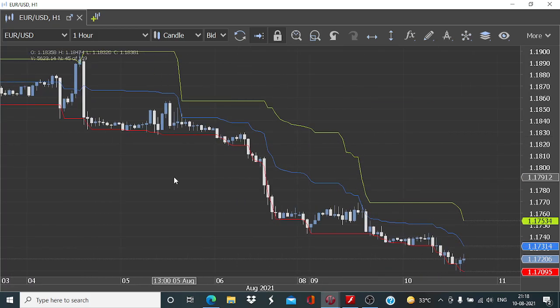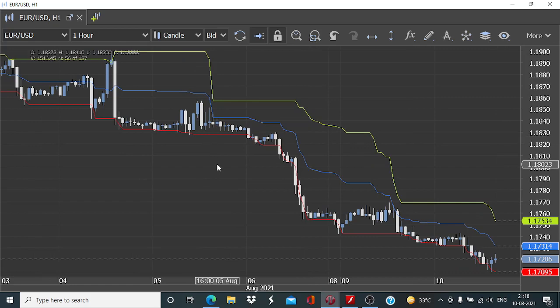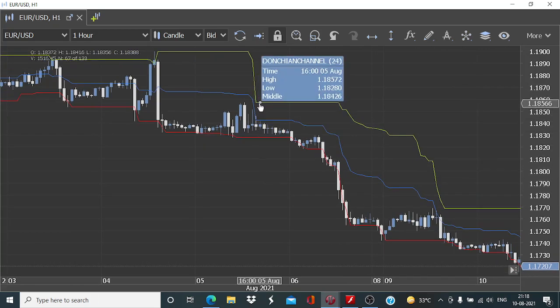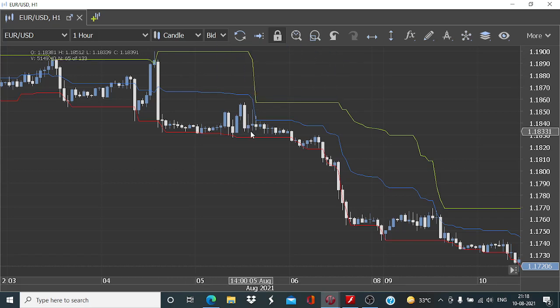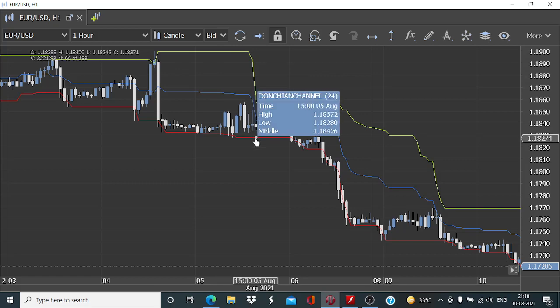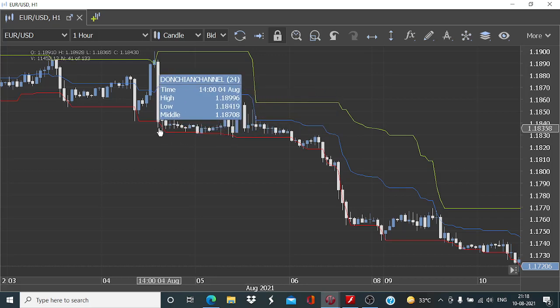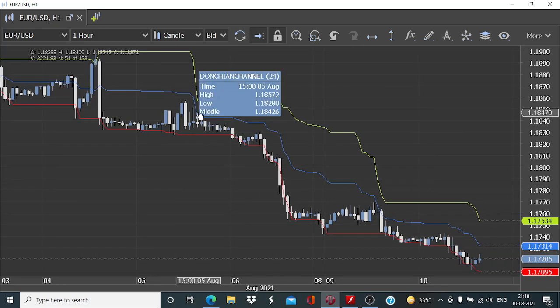For sell, the conditions are going to be inverted. We will need the value of the Donchian channel's high for the last hour to be lower compared to the value of the Donchian channel's high 24 hours back. And similarly for the low also, we will need the last hour's Donchian channel low to be lower compared to the low of the Donchian channel 24 hours back. And here we will need the last hour to have closed lower compared to the middle band, while the penultimate candle should have closed higher compared to the middle band of the Donchian channel.